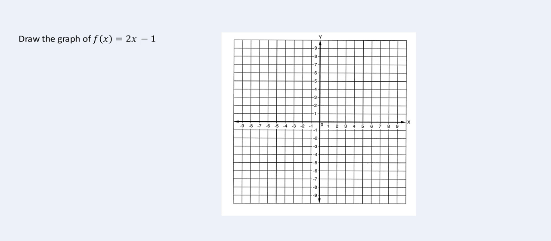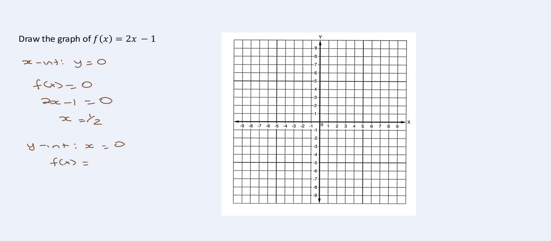Now let's put that to the test. So the x-intercept here, y equals 0. So we have f of x equal to 0. So 2x minus 1 equals 0. So x is 1/2. And then you have your y-intercept, x equals 0. So f of x is equal to minus 1, or you can say y equals minus 1.